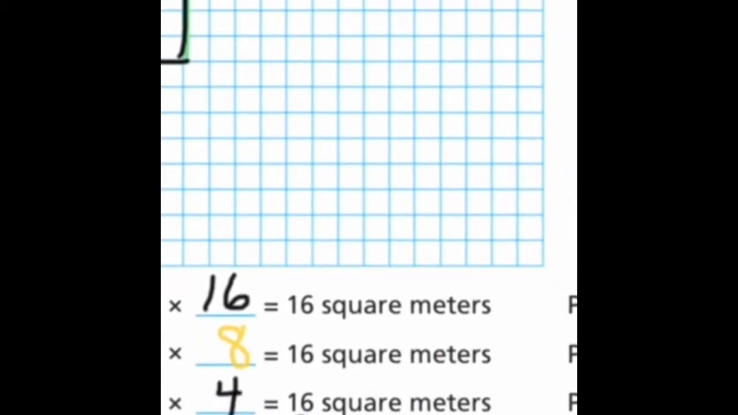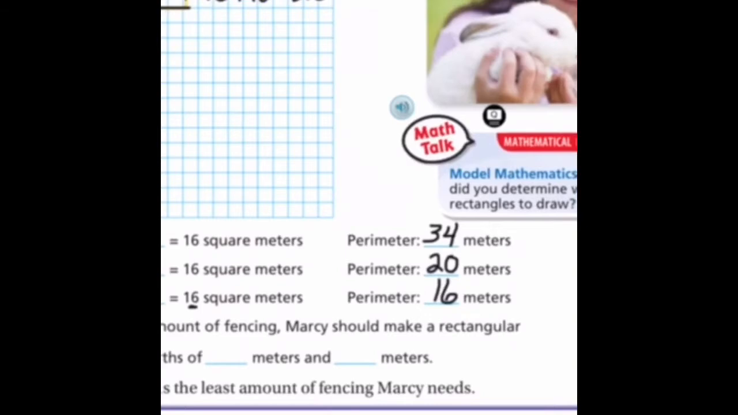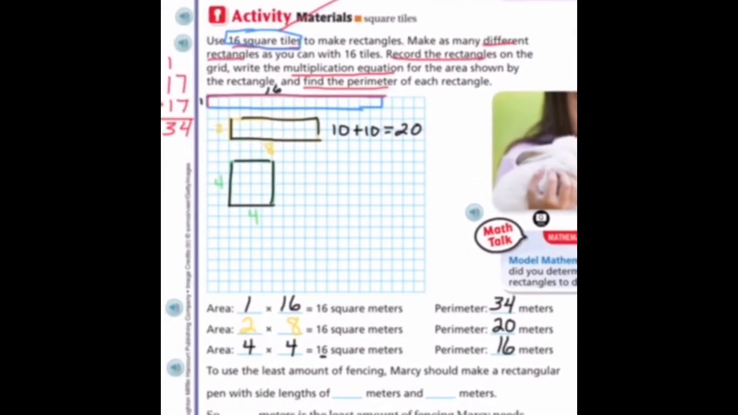1, 2, 3, 4. So I have a 4 by 4 rectangle. And I know that area is 16 because 4 times 4 is 16. So when I add up my perimeter, 4 plus 4 is 8, plus 4 is 12, plus 4 is 16. So my perimeter of a 4 by 4 is also 16. The area is 16 square meters. The perimeter is 16 meters.